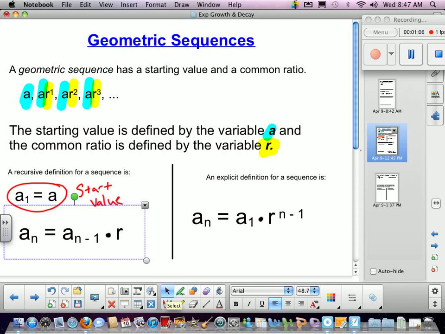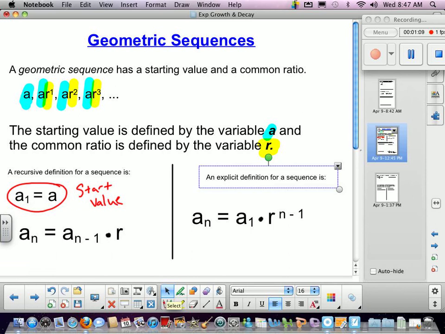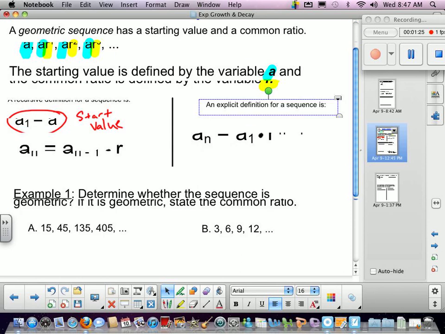Then we've got what we call an explicit definition, and the explicit definition lets us find any particular value at any particular given time. So even though we may be only given 3 numbers, we could actually find the 10th number as long as we know the starting value and the common ratio.